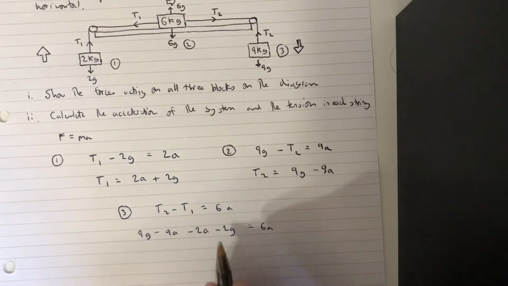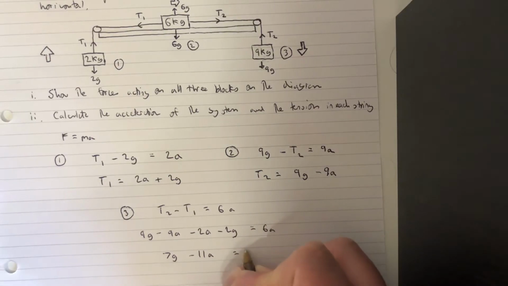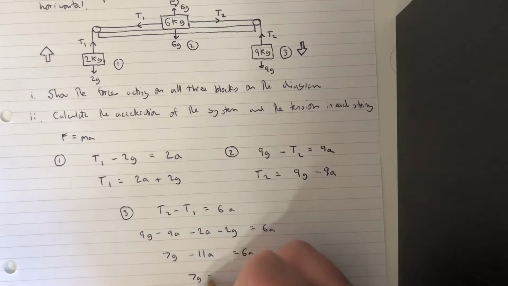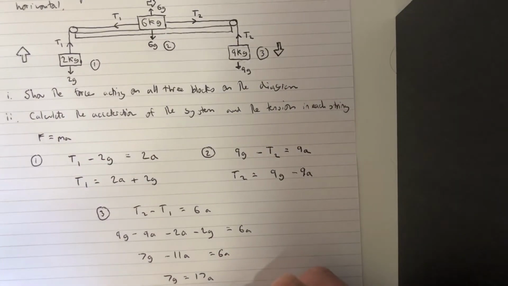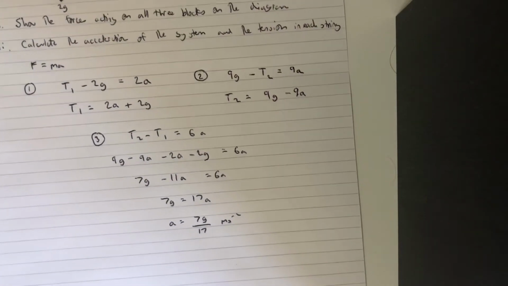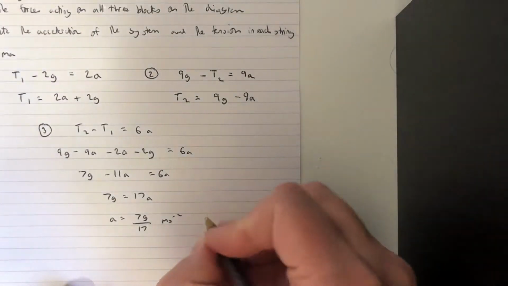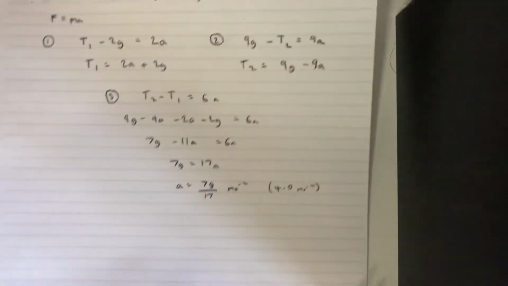So I've tidied that up a little bit. 9G take away 2G is 7G, minus 11A equals 6A. And so we've got 7G is equal to 17A. Now we know what the acceleration is: A is going to be equal to 7G over 17 meters per second squared. You can leave it like that, or if I put my 9.8 in, 7 times 9.8 for G divided by 17, it's 4.0 meters per second squared. So that gives you an idea of the acceleration.